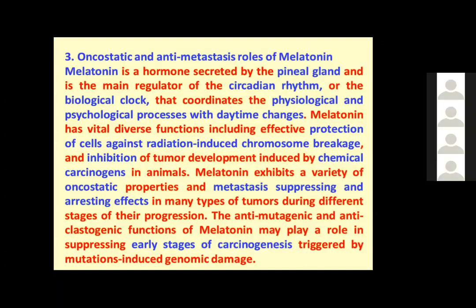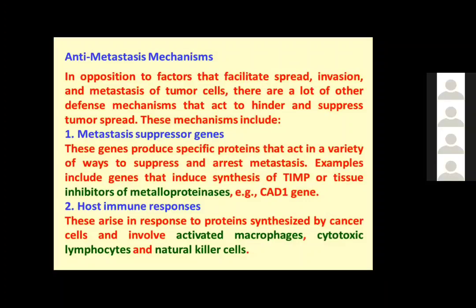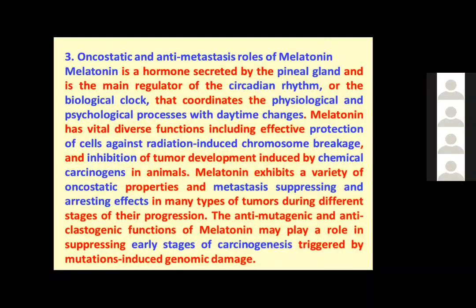The chromosome breakage might result in relocation of proto-oncogenes to new sites downstream of stronger promoters, وبالتالي يبدأ convert them to oncogenes. فده third mechanism زي ما قلنا هنا الانتي ميتاسيس mechanism بتشمل directly metastasis suppressor genes which suppress the effect of tissue metalloproteinases. Second anti-metastasis mechanism host immune response. Third anti-metastasis mechanism is the effect of melatonin.